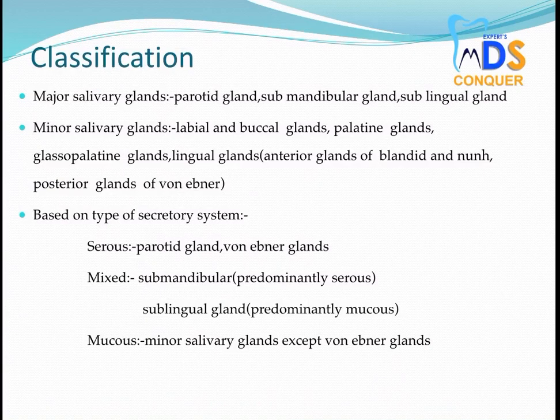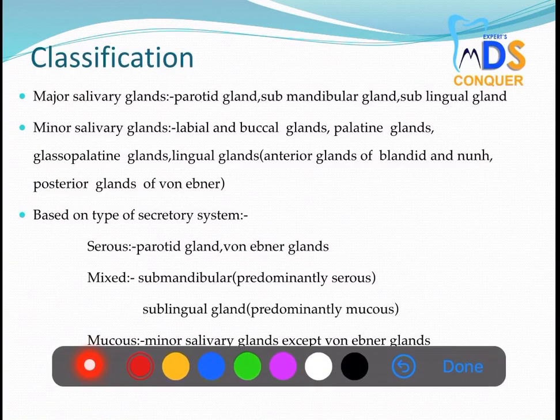Based on the criteria, that is major and minor, and again based on the secretory system, you have to classify. Coming to the major salivary glands, we know the 3 salivary glands are parotid, submandibular, and sublingual. Whereas the minor salivary glands include the labial, the buccal glands, the palatine glands, the lingual glands, and the glossopalatine glands. These are the major and the minor salivary glands. Based on the secretory system, you write what comes under serous, what comes under mixed, and what comes under mucous.